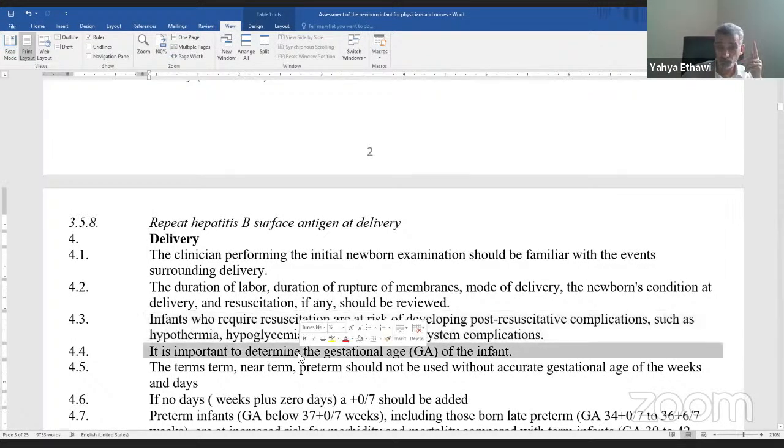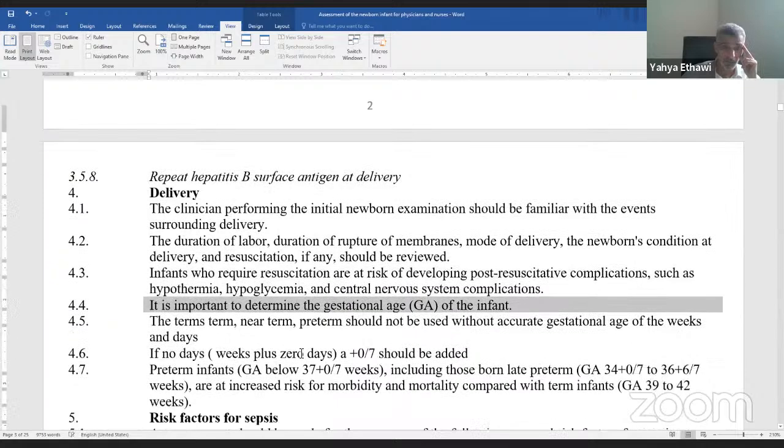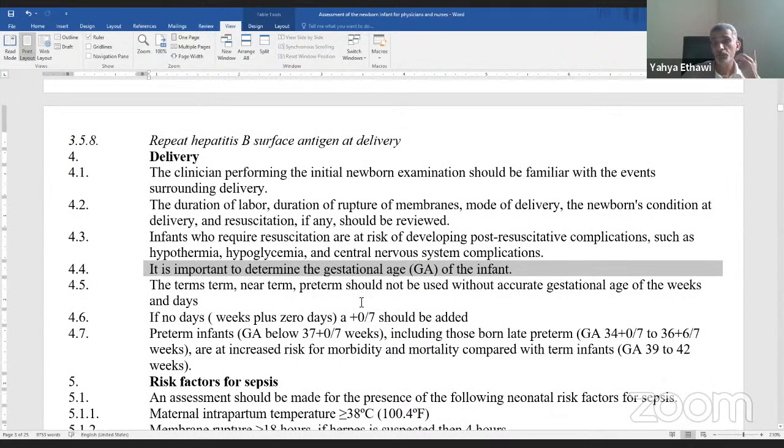Importance of gestational age by weeks and days: not saying term and preterm, near term, severe preterm, all of which have no meaning. If there are no days, the weeks should be followed by 0. But if there are weeks, then we should put the number of days out of 7. Preterm is any baby less than 37 plus 0. Late preterm, in our unit, is 34 plus 0 to 36 plus 6.